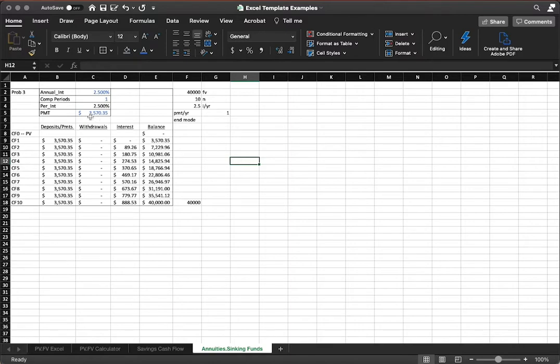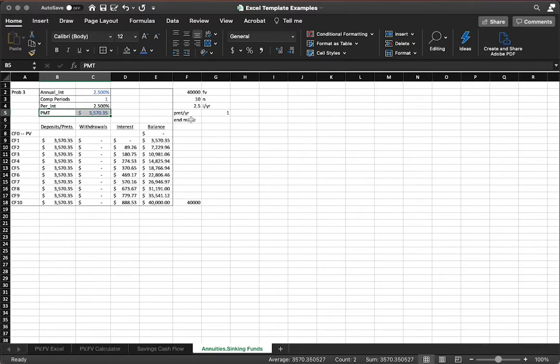Now first I just want to say where we left off before with our savings cash flow model, we had annual interest rate, compounding periods, periodic interest, but now what we're adding is payment. So that's largely going to be the difference between what we had before and what we have now with sinking funds and annuities. And as you can see here, our cash flow zero, we don't have an initial deposit, but we have deposits that happen at the end of the periods. And you can see here I have end mode, but deposits that happen at the end of the periods, which means that it starts at cash flow 1.